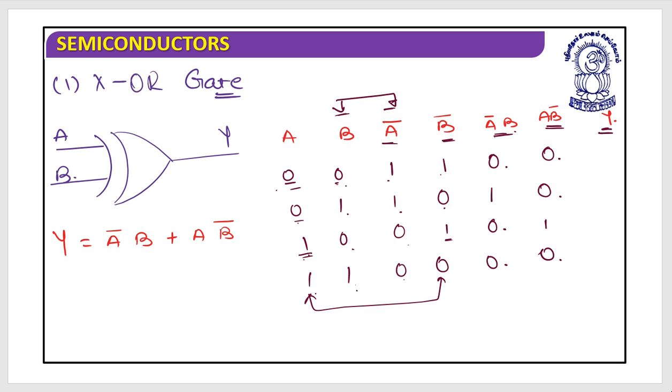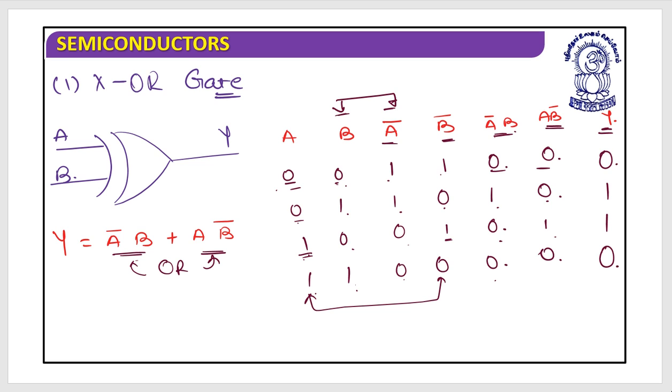And at last this is Y. That means I have produced this A bar B. I have produced this AB bar. Now I need to perform OR operation between these two. That means if any one of the input is 1, output will be the 1. So 0 comma 0, it's a 0. 1 0, it's a 1. 0 1, it's a 1. 0 0, it's a 0. I hope this is clear.